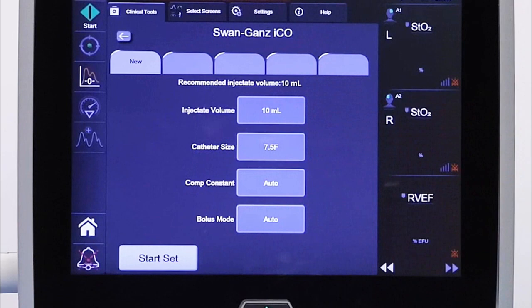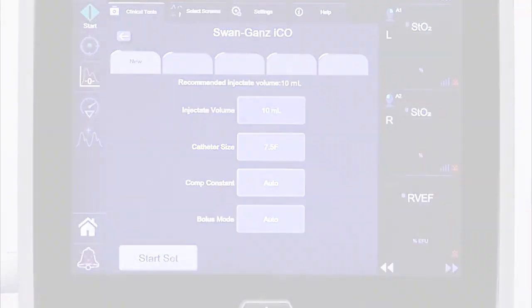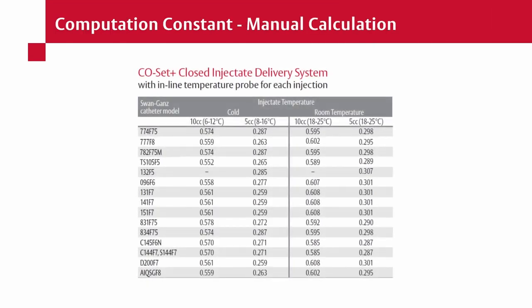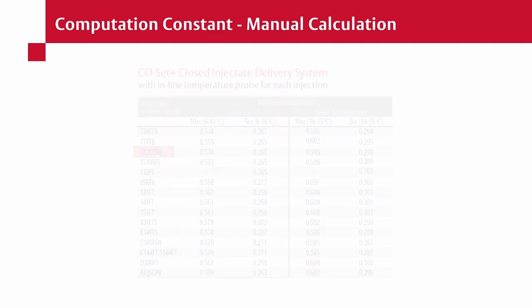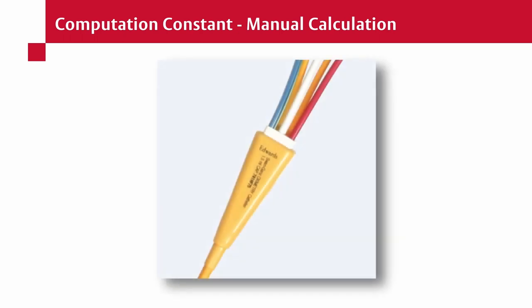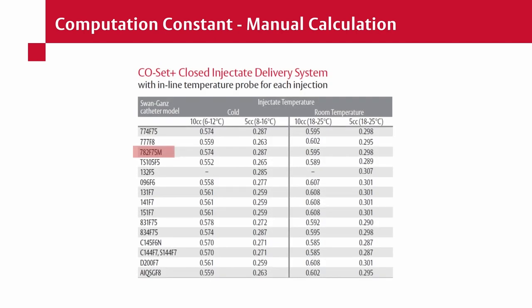Auto calculation of the computation constant is preferred due to its ease of use. However, if needed, the computation constant can be determined by using the computation constant card available on edwards.com. First, identify the catheter model being used, located on the back form of the catheter. Determine the injectate volume. Most frequently, a 10 milliliter injectate volume is used. Determine the injectate temperature. Most frequently, room temperature is used.